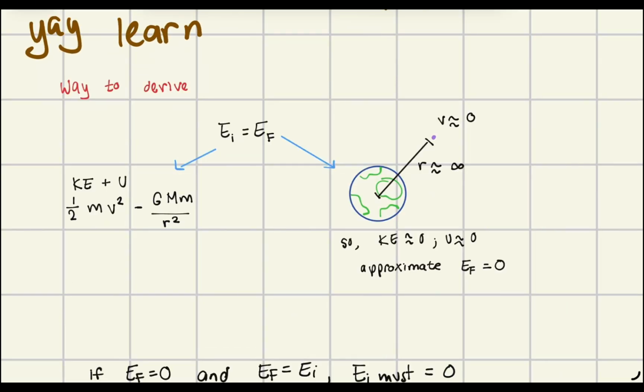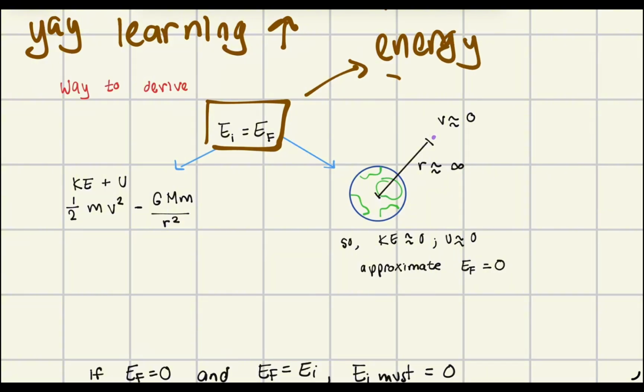To more easily understand the numerical factors part, I think it's easier to derive v equals the square root of 2GM over R. We'll start with conservation of energy, which says the initial energy is equal to the final energy. The initial energy is kinetic plus potential energy. Kinetic energy is 1/2 mv squared, and the potential energy is negative GMm over r, capital M being the Earth and lowercase m being the mass of the object.